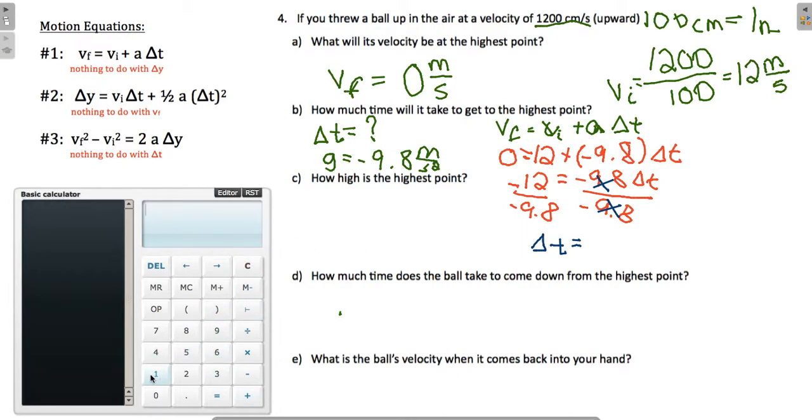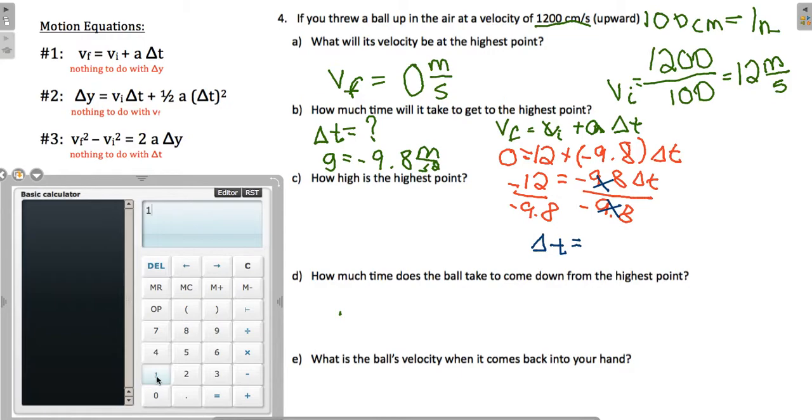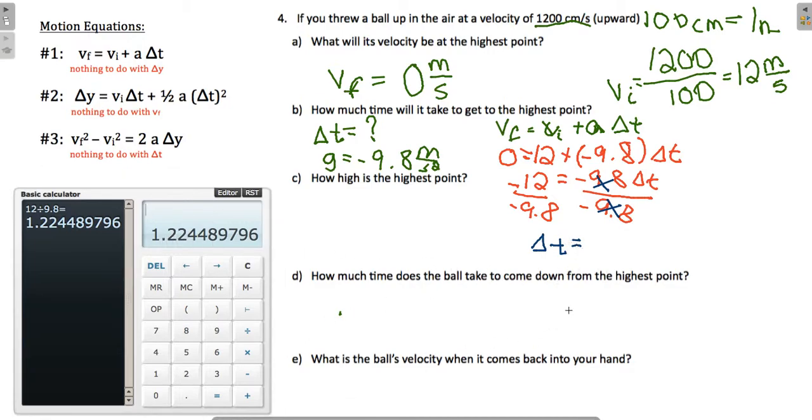So when I plug it into the calculator, 12 divided by 9.8 gives me my answer of 1.224489, yada yada. Just round that to 2 digits after the decimal. So for this answer, 1.22 is good enough.